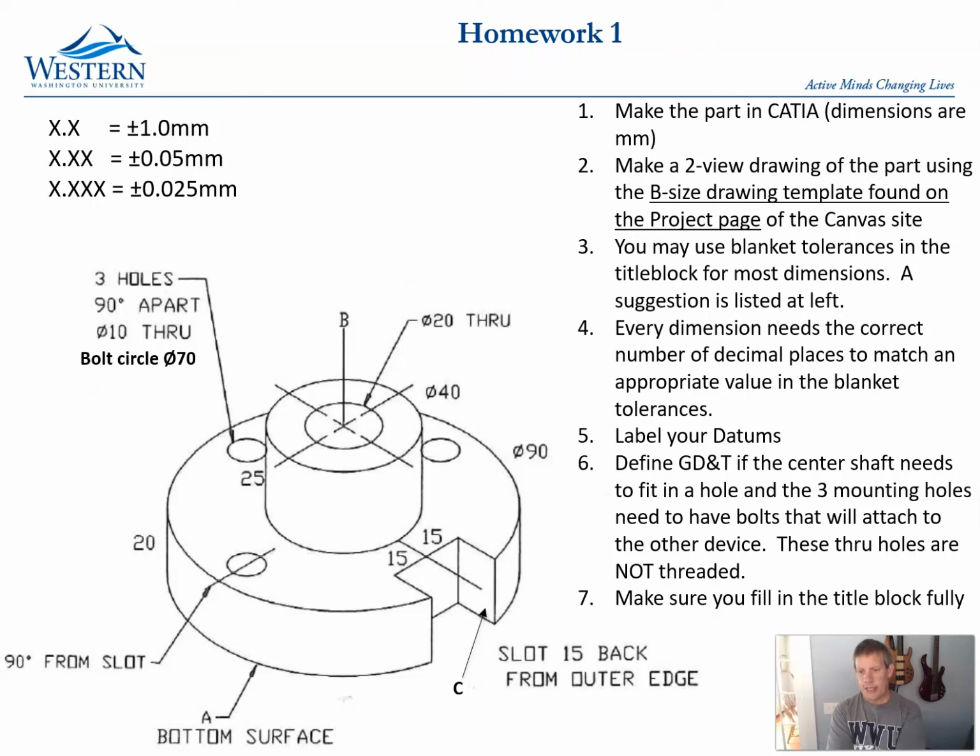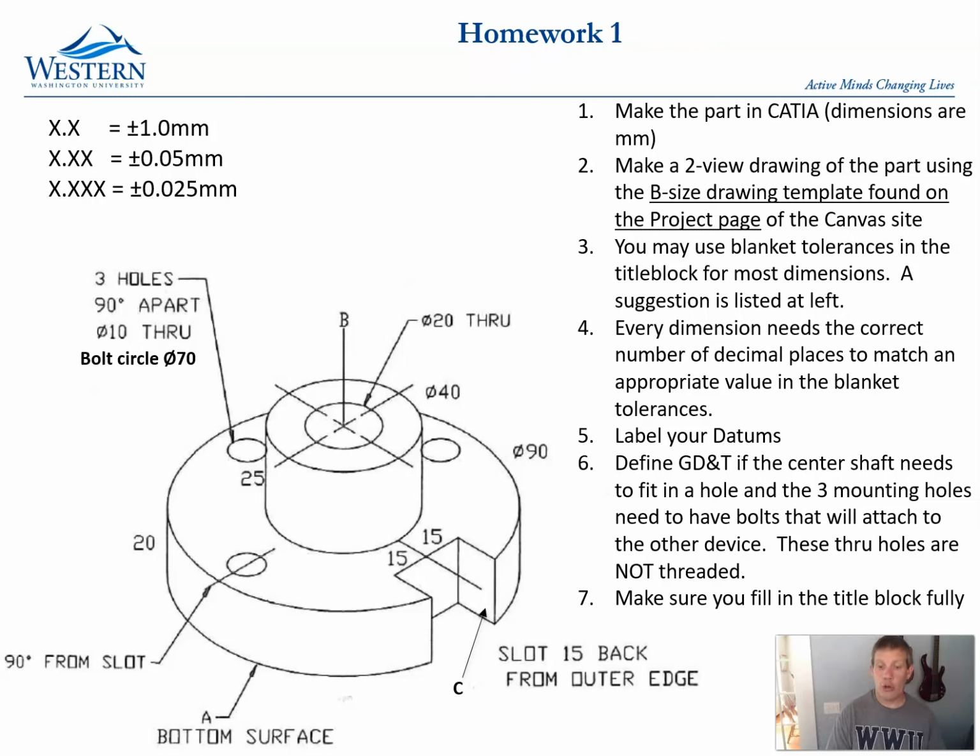Okay, define GD&T if the center shaft, that is this part that is 40 millimeters in diameter, needs to fit in a hole. So I want you to think about what that is. And I will tell you right now that true position alone is not sufficient for something to fit in a hole. True position would get it to the right place. On this part, it would get it set to the right location around this primary axis that we have, so that things would be concentric. But that's not sufficient for something to go in a hole.